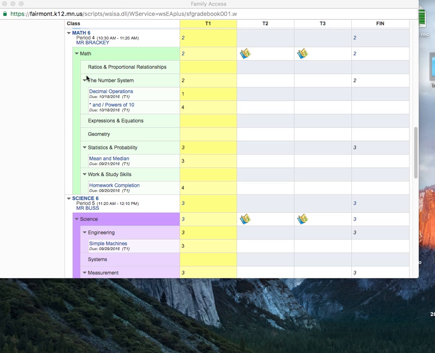In Chapter 2, we assessed the skills of decimal operations, which would be adding, multiplying, dividing, and subtracting decimals, and then multiplying and dividing by powers of 10. Each time the students took an assessment, they were given a score on that 4-point scale. So you can see that this student in question on the first chapter, mean and median, scored a 3, which means that they are proficient with the skill.